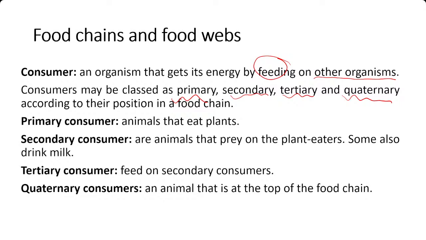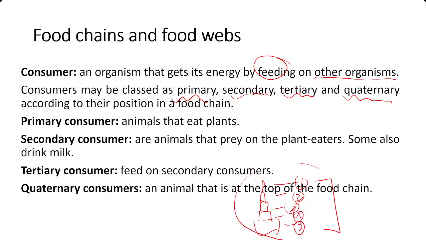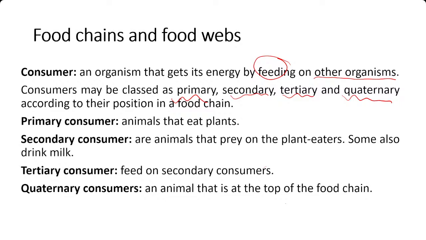Now, some of the questions usually asked: why do we not have more than five trophic levels? So we have a producer here, primary level, secondary, tertiary, and then quaternary. We have one, two, three, four, and then five. Why do we not have more than five trophic levels? This is a common question asked from this topic, and we'll be looking at the answer to it soon as we look at the end of the chapter.